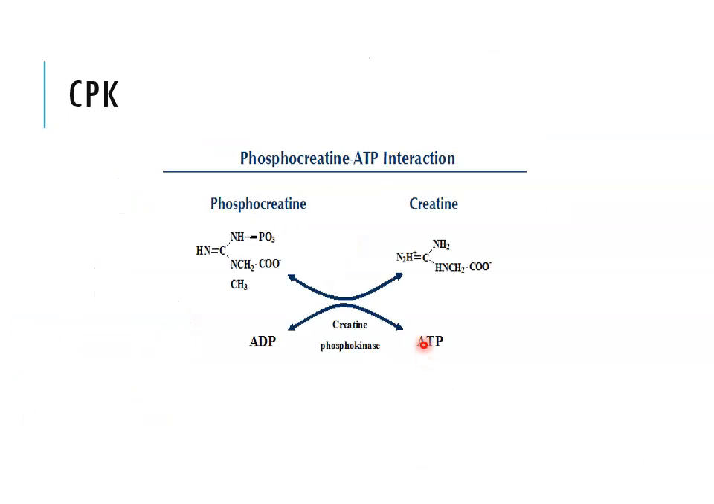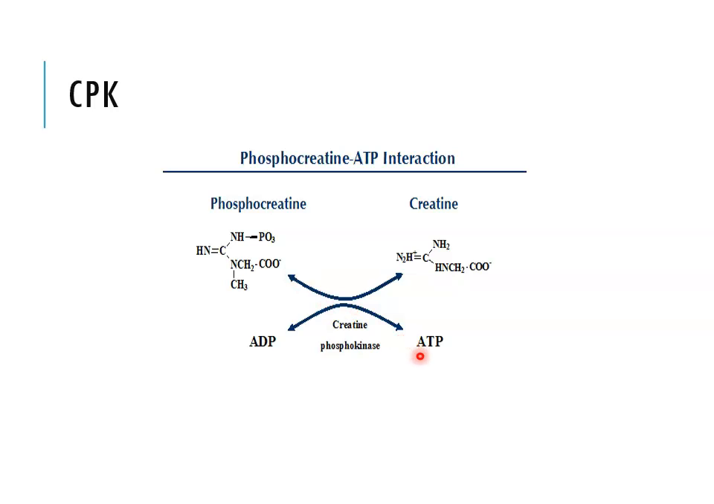Muscle activity requires continuous supply of ATP. We have different mechanisms for the regeneration of ATP. One such mechanism is the phosphagen system. In the phosphagen system, ATP will be produced from ADP when the creatine phosphate donates its phosphate group to ADP. This reaction is catalyzed by an enzyme called creatine phosphokinase. This is a reversible reaction.